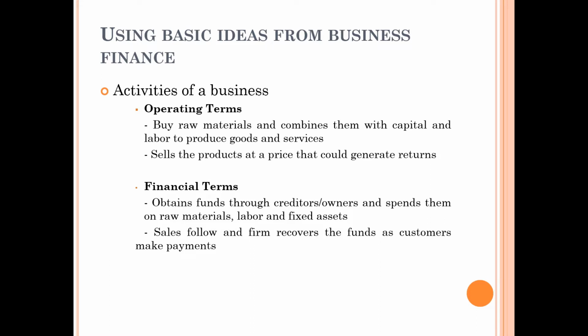First, we have operating terms. It is buying raw materials and combining them with capital and labor to produce goods and services. It then sells the products at a price that could generate returns. And second, we have financial terms. It is obtaining funds through creditors or owners and spending them on raw materials, labor, and fixed assets. Sales follow, and the firm recovers the funds as customers make payments.